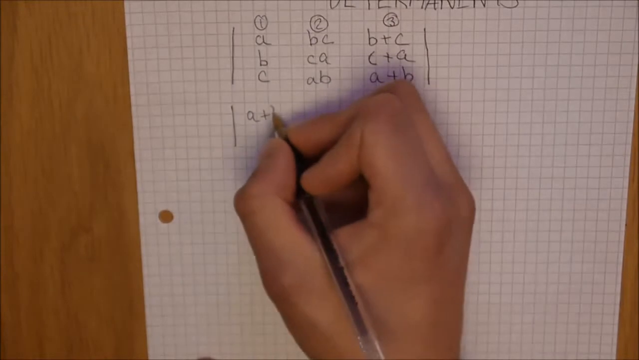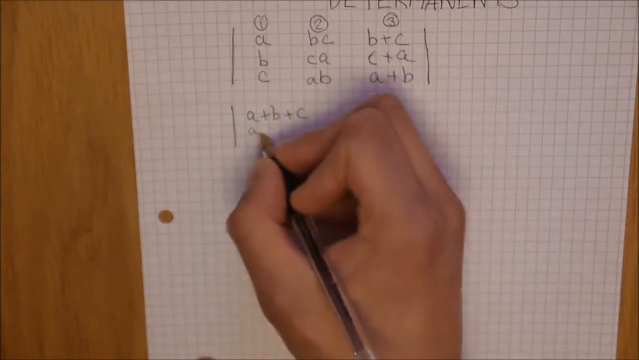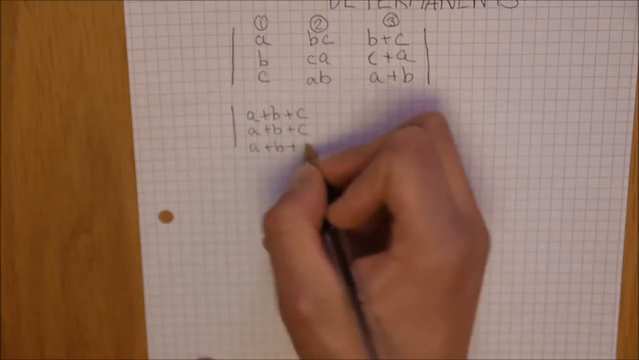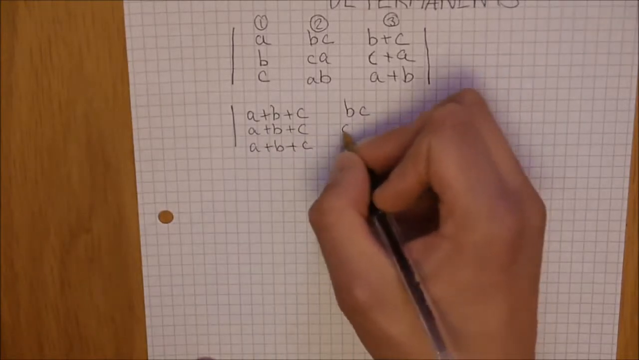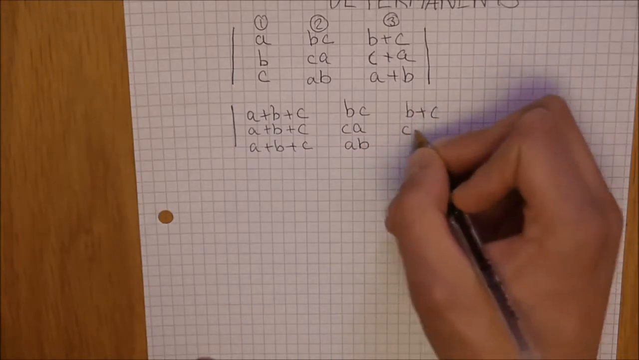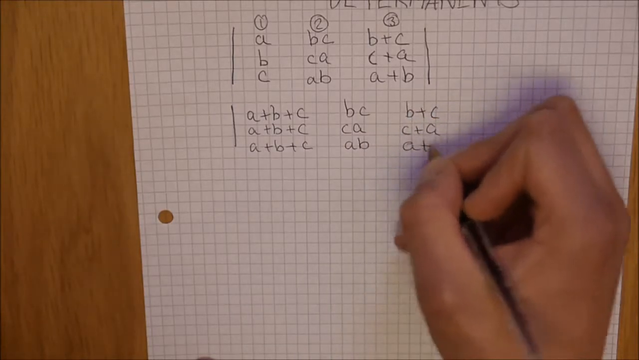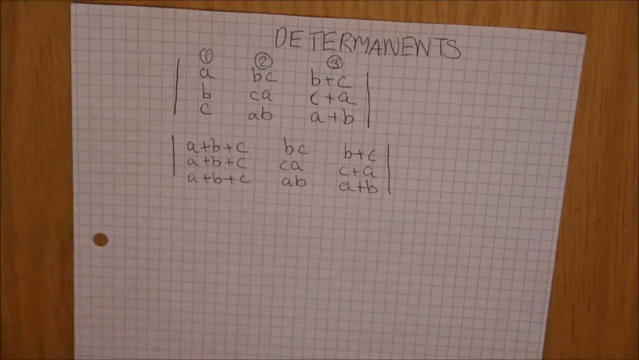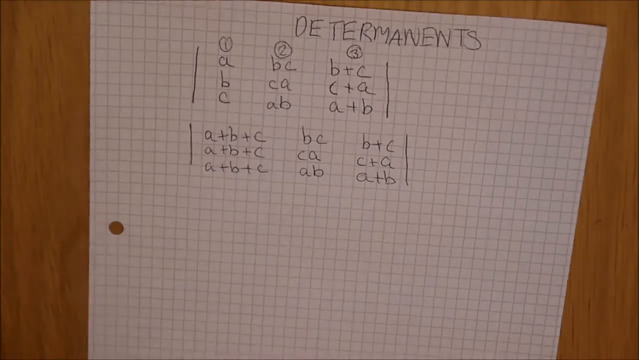So we have A plus B plus C, A plus B plus C, A plus B plus C, I know that gets annoying quickly, BC, CA, AB, B plus C, C plus A, and A plus B. Now, as you can see, all we've done is added row 3 to row 1. We have 3 factors of A plus B plus C, which means we can now take A plus B plus C as a factor out.